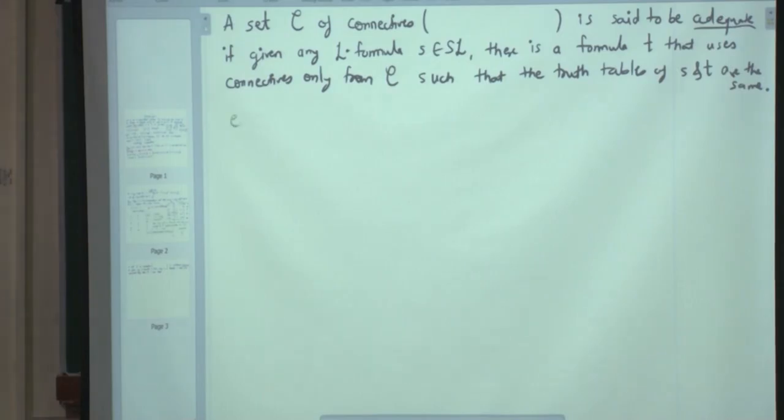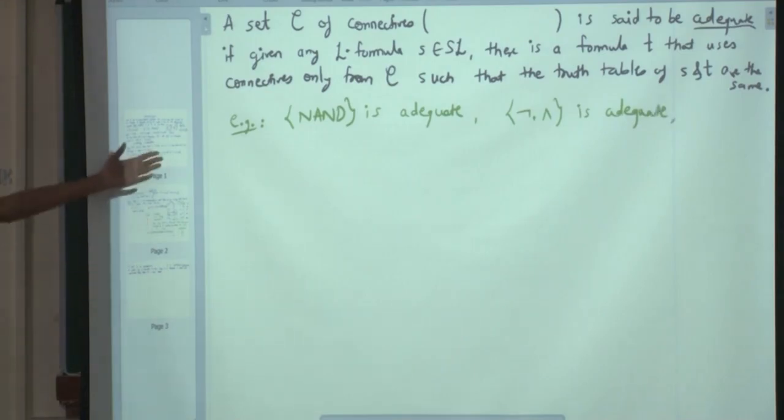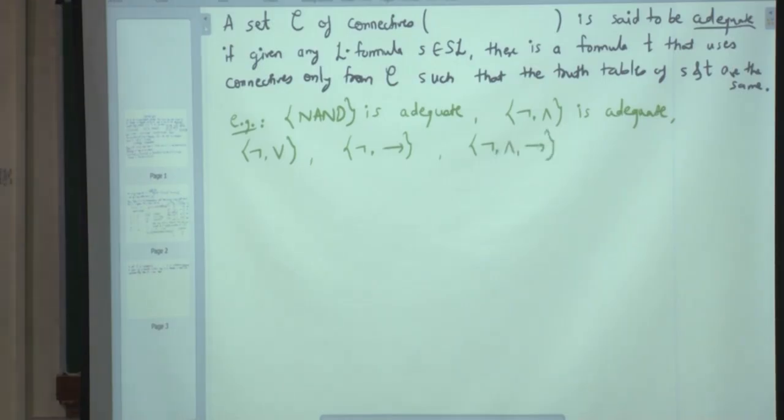So, for example, this set is adequate. Yeah, we just showed that. Then, similarly, this is what we normally use, negation and conjunction. Can I replace conjunction by disjunction? Yes. So, I will just write more. Then, negation and implication, is this adequate? Yes, there is something to be checked. Then so is this. Yes. What about this?